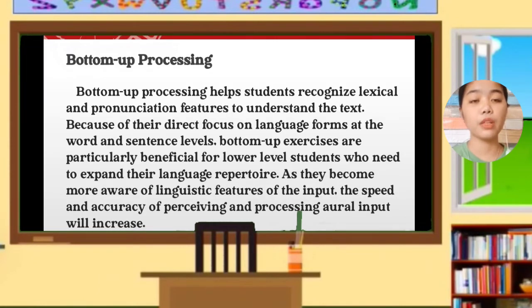Bottom-up processing helps students recognize lexical and pronunciation features to understand the text. When we say lexical, it is relating to the words or vocabulary of a language. Bottom-up processing can be defined as sensory analysis that begins at the entry level with what our senses can detect. This form of processing begins with sensory data and goes up to the brain's integration of the sensory information. Like, for example, if you see an image of an individual letter on your screen, your eyes transmit the information to your brain and your brain puts all of this information together.